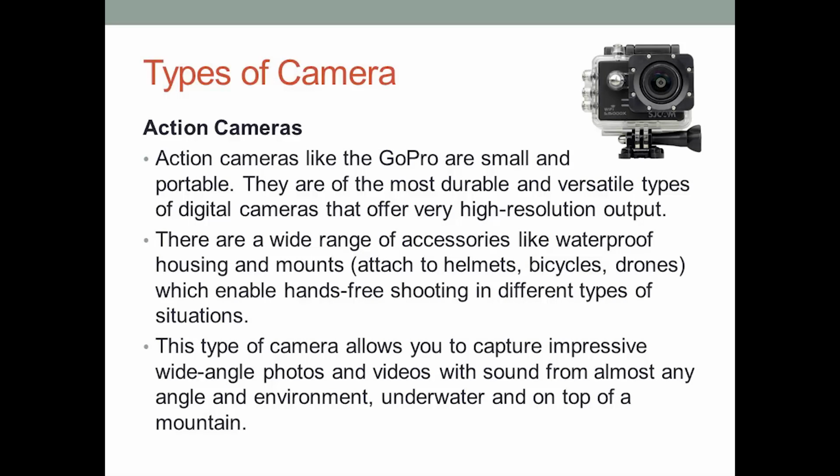Another type of camera is action cameras. Action cameras like the GoPros are small and portable. They are among the most durable and versatile types of digital cameras that offer very high resolution output. There is a wide range of accessories like waterproof housing and mounts where you can attach it to your helmet, bicycles or drones, which enable hands-free shooting in different types of situations. This type of camera allows you to capture impressive wide-angle photos and videos with sound from almost any angle and environment, underwater or on top of a mountain.